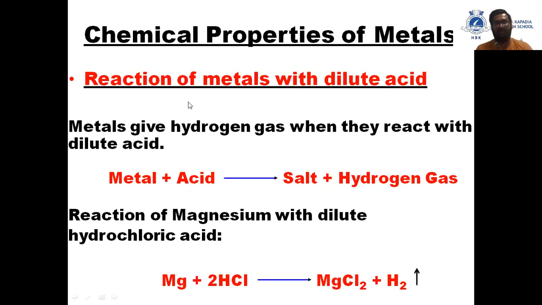The third property is the reaction of metals with dilute acid. Yes, metals give hydrogen gas when they react with dilute acid. When a metal reacts with acid, it forms a metal salt plus hydrogen gas. The reaction of magnesium with dilute hydrochloric acid is: magnesium plus 2HCl gives MgCl2, magnesium chloride, and hydrogen gas is evolved.